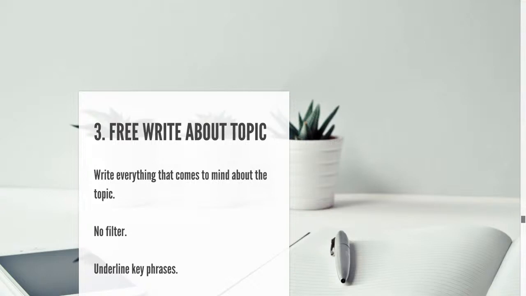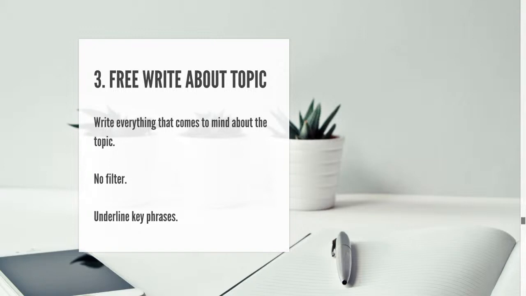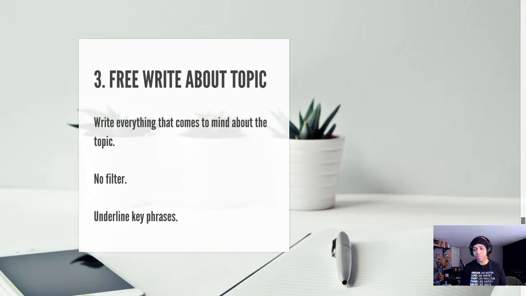Here we go. All right, so step three in this process is to free write about the topic. If you've ever done a free write before, you know what it is. Free write is basically where, for a set amount of time, you just write whatever comes to mind as it relates to the topic. No filter with it. And then once we're done, I'll have you underline key phrases. Just anything that really captures your attention is a key phrase at this point.